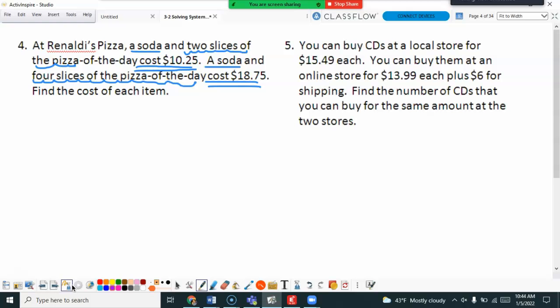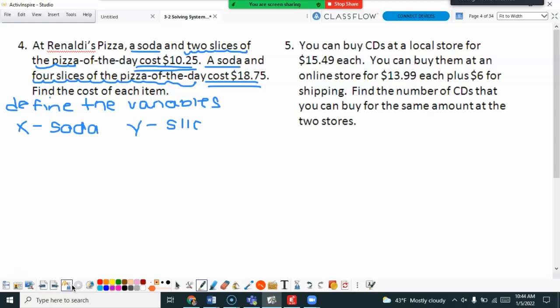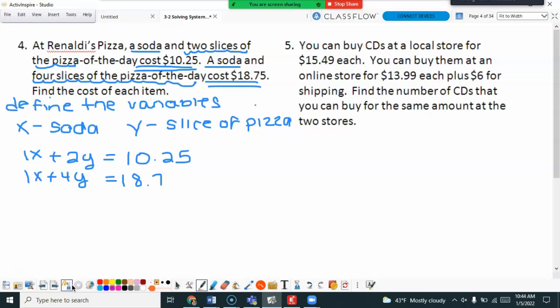So what we have to do is define the variables. So we could say that X is a soda and Y is a slice of pizza. So that one soda plus 2 slices of pizza is equal to $10.25. And 1 soda plus 4 slices of pizza is equal to $18.75.